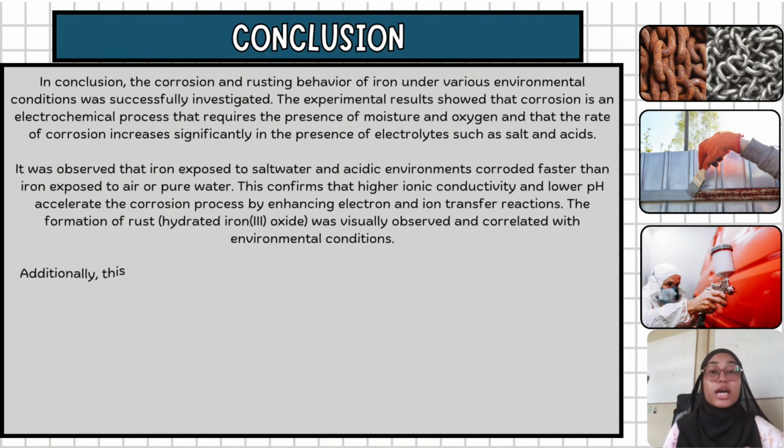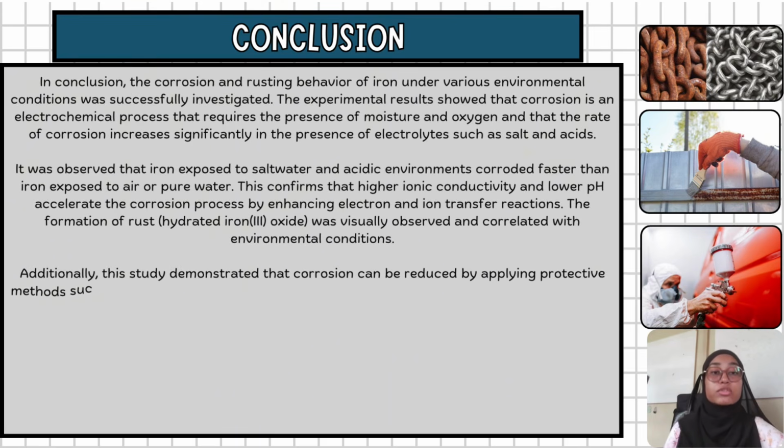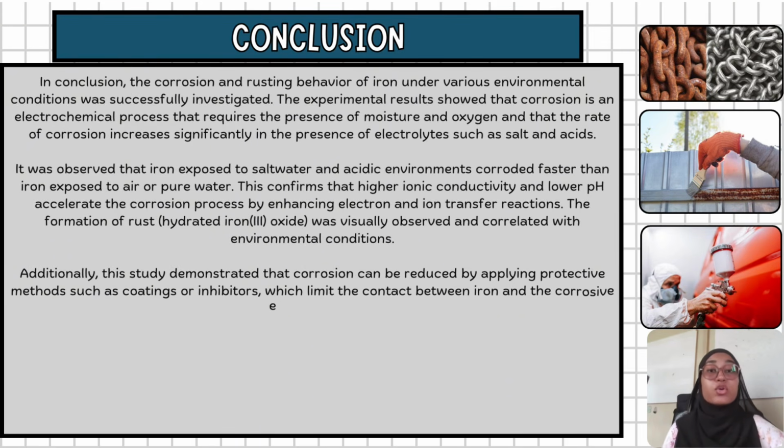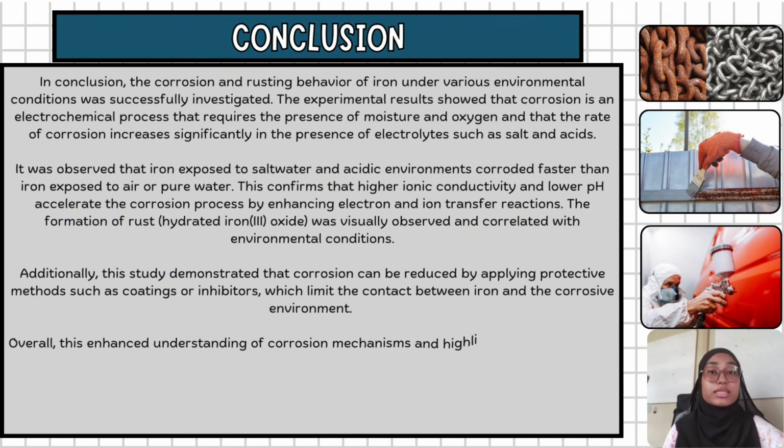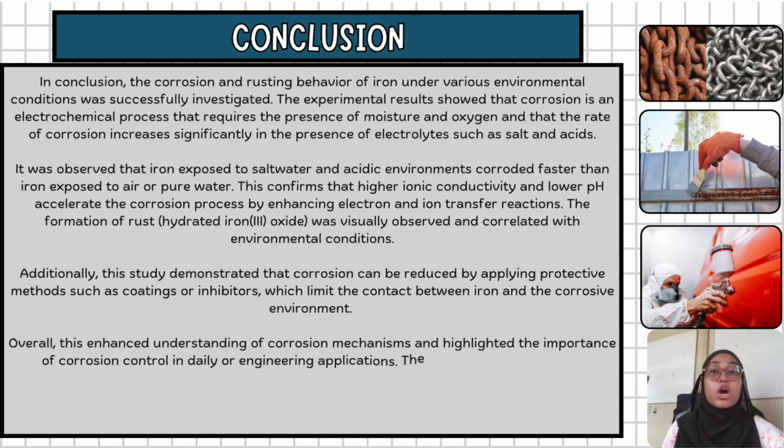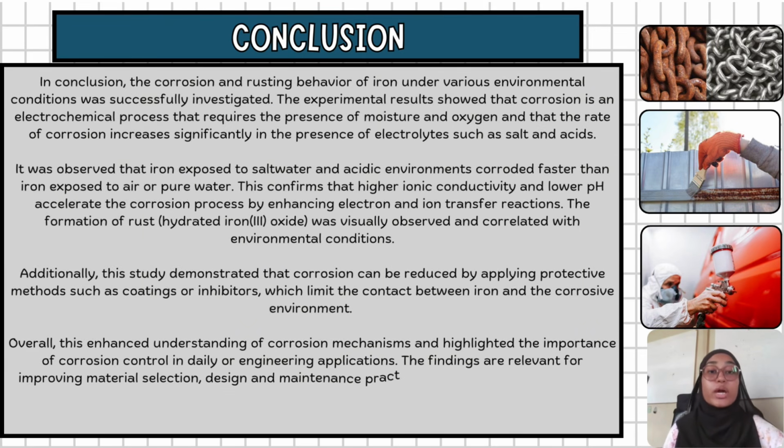Rust, which is called hydrated iron trioxide, was clearly seen on the iron samples and was related to the environment they were placed in. The study also showed that rusting can be reduced by using protective methods such as paints, coatings, or corrosion inhibitors. Overall, this study helped us to understand why rusting happens and why it is important to prevent corrosion in everyday life and engineering applications.